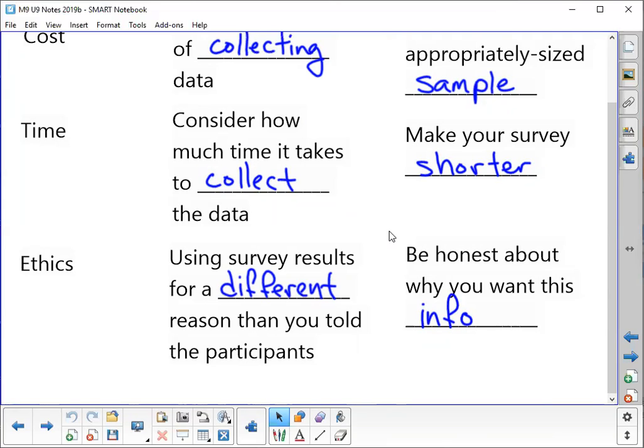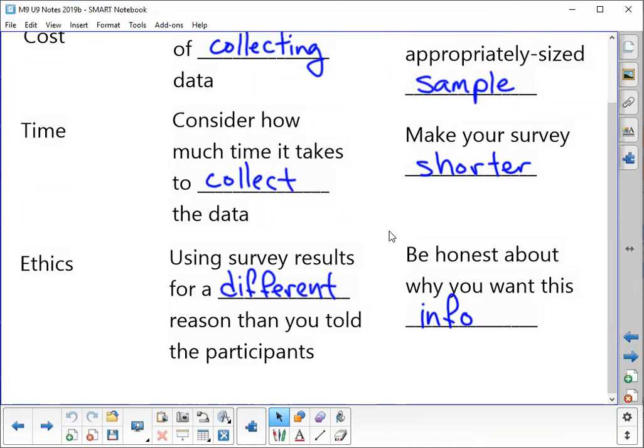Okay, ethics. Using survey results for a different reason than you told participants. So you come to class and you have decided that you are going to start selling an ice cream treat of some sort, which is going to be problematic because you don't have a freezer at school, but you're going to start selling ice cream treats at school. And you know this. And you just go around and you ask people, hey, what's your favorite ice cream treat? Just asking for a friend.